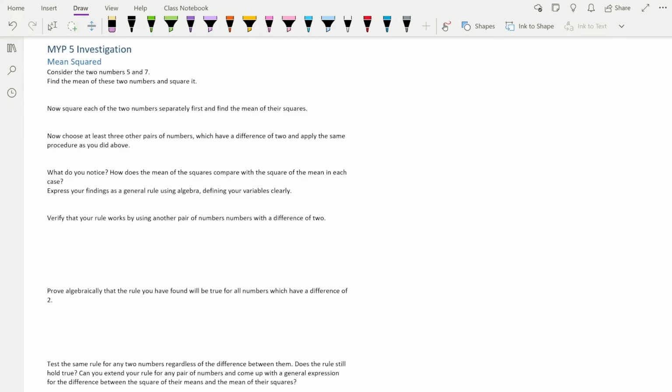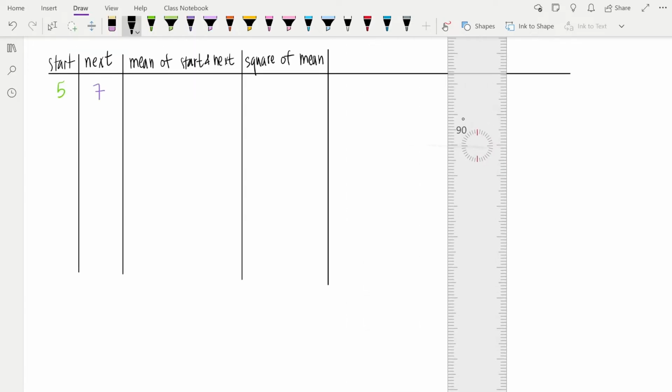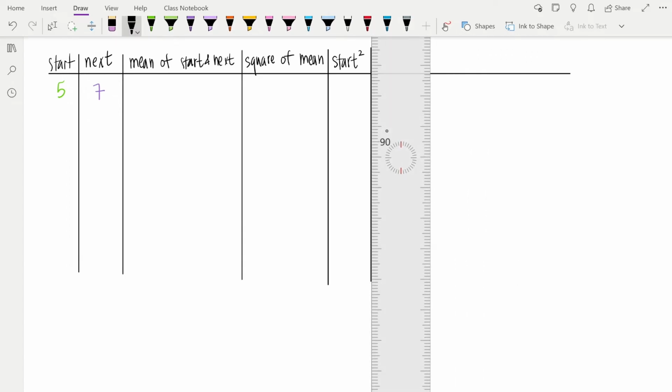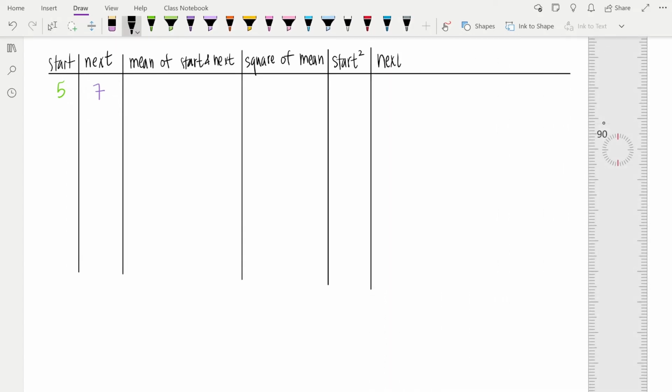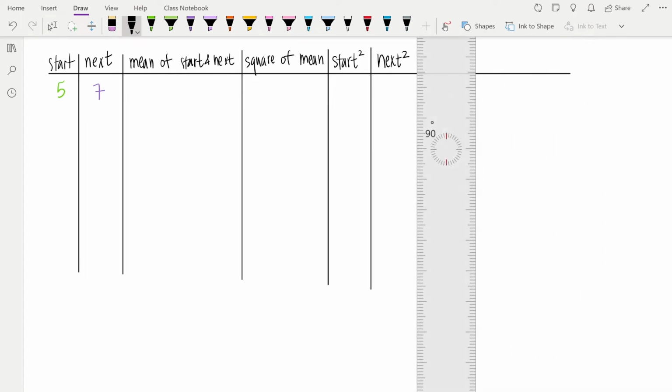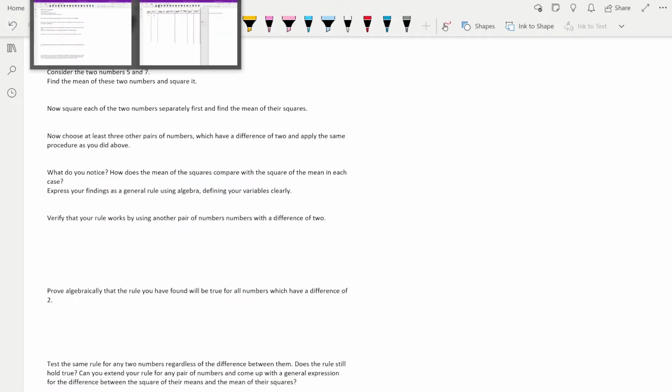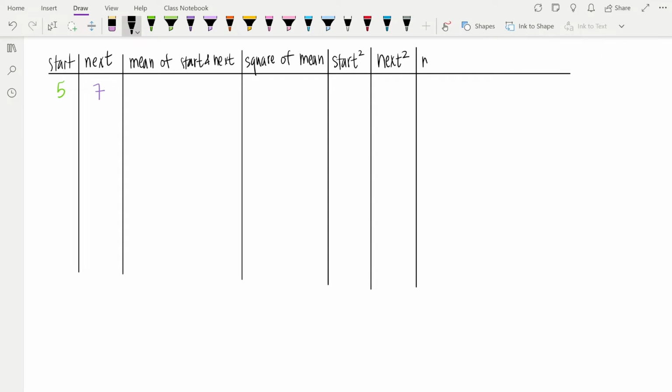What's the next thing we have to calculate? Now square each of the two numbers separately first, okay? So I need to find the starting squared and the next number squared. And lastly, find the mean of the squares. So last column will be called mean of squares. So I haven't even started any calculations yet.